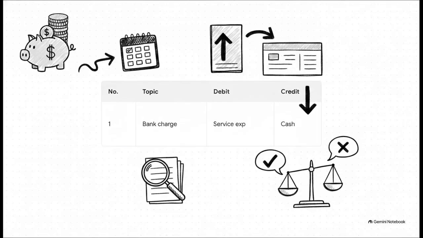Let's see how this works in practice with Entry 1, Bank Service Charges. The guide completely strips away the noise. The pattern is just debit, service charge expense, credit, cash. The key exam takeaway here is that during a bank reconciliation, you only ever adjust the unrecorded items on the company's books, not the bank's. It's clean, it's simple, and it's totally ready to be memorized.